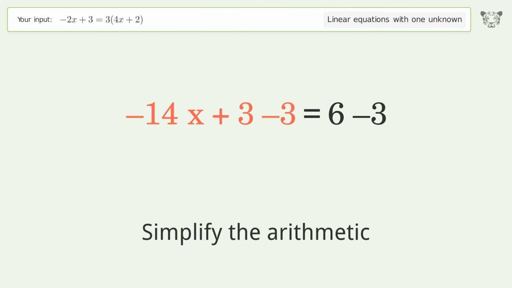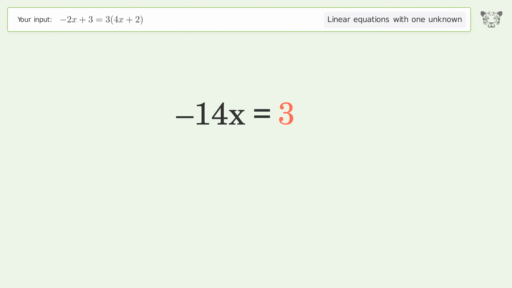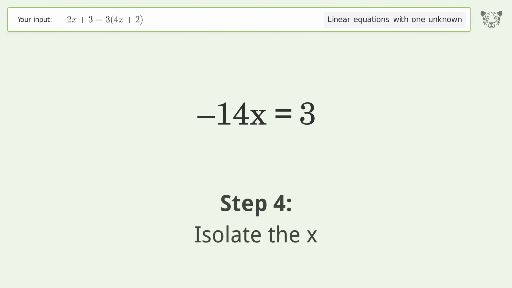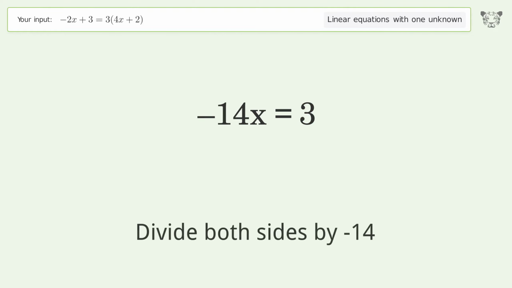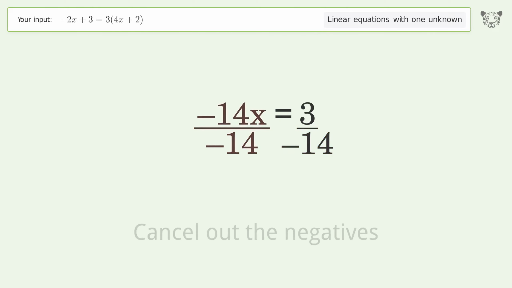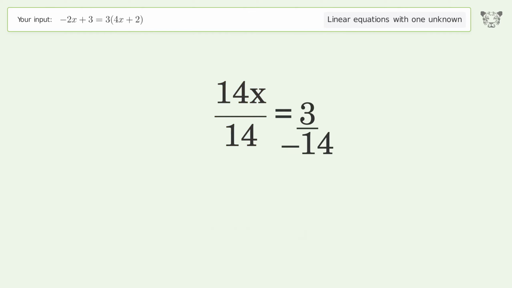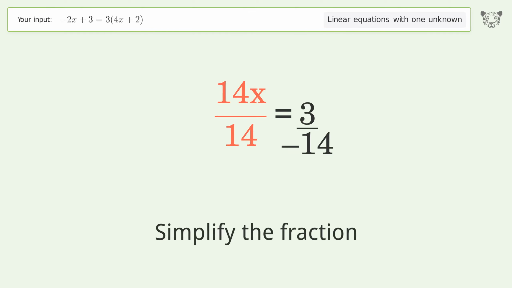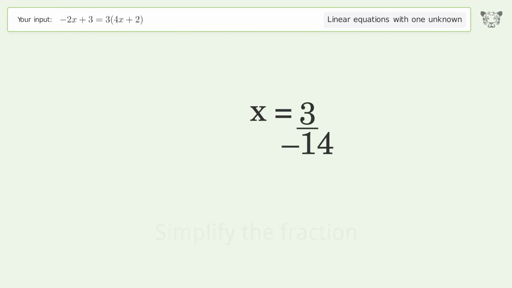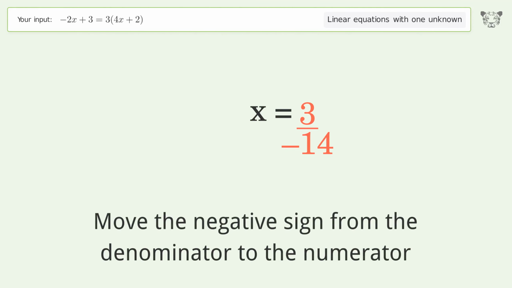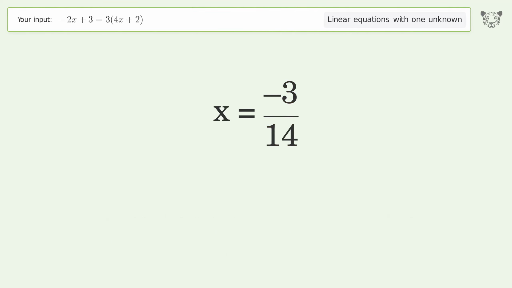Simplify the arithmetic. Isolate the x. Divide both sides by -14. Cancel out the negatives. Simplify the fraction. Move the negative sign from the denominator to the numerator. And so the final result is x equals -3/14.